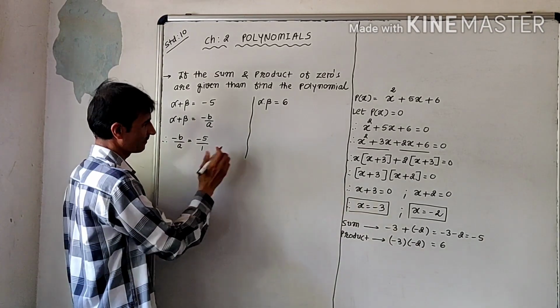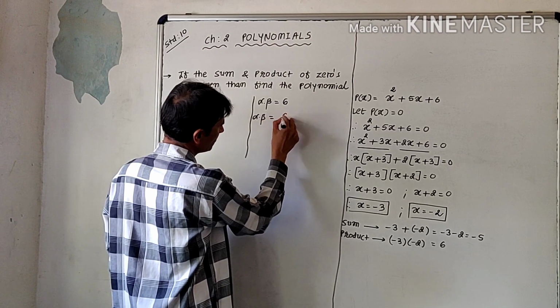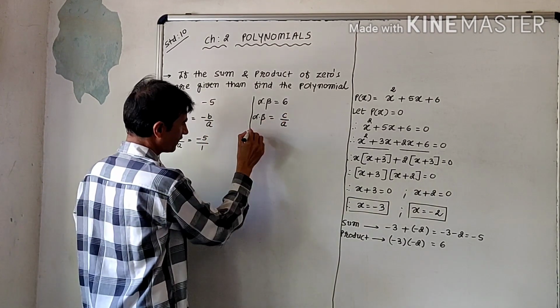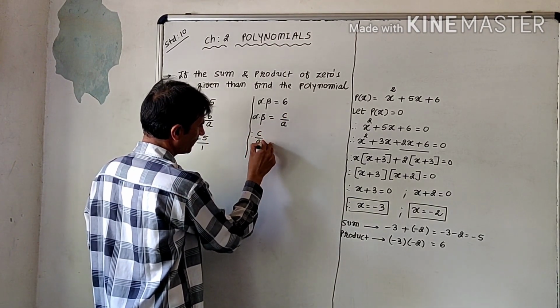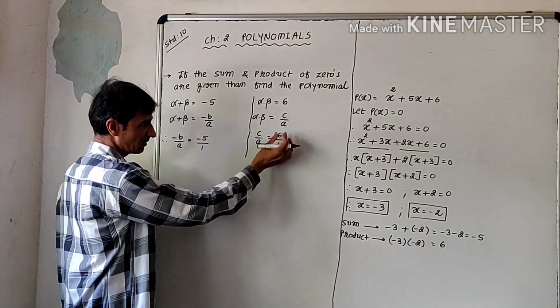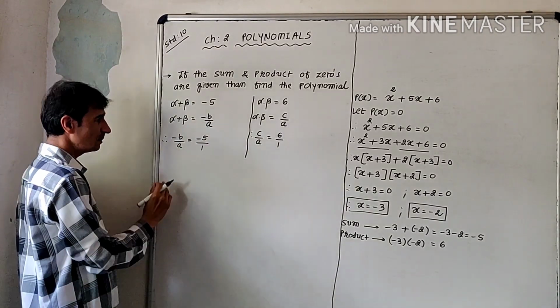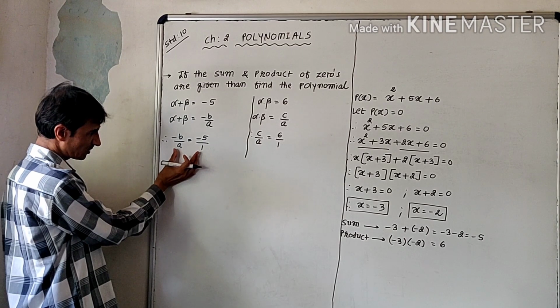Now, alpha into beta means what? I have c upon a. Now we can write down here c upon a is equal to 6 upon 1, because the product is given 6 and here the sum is given minus 5. Now what is the next step? I want to first of all check.